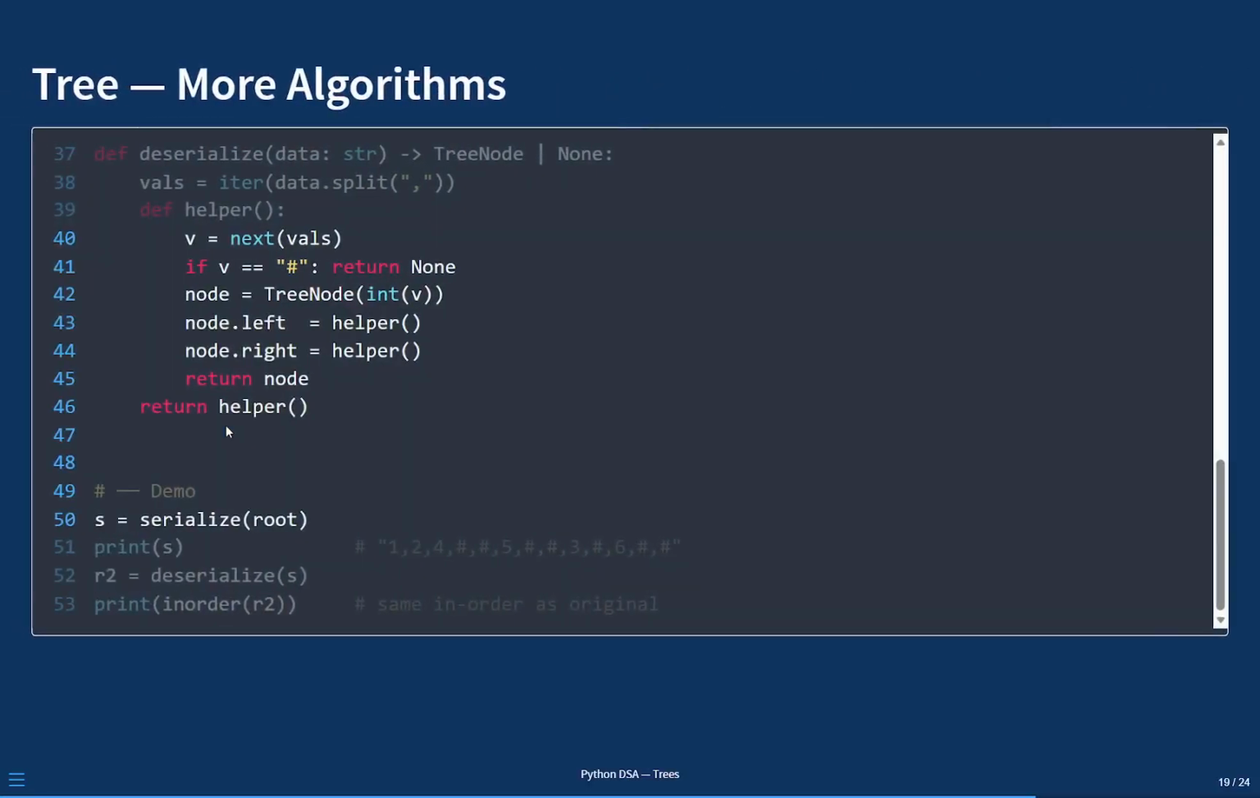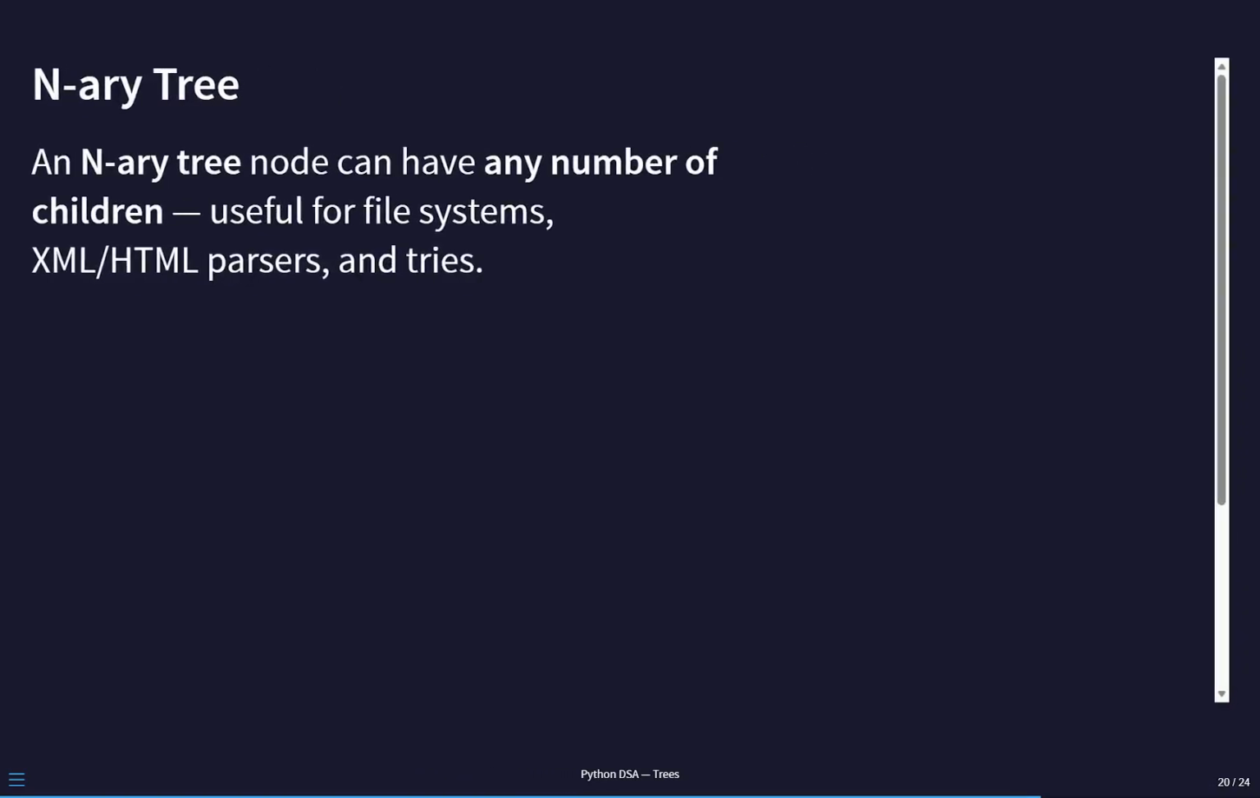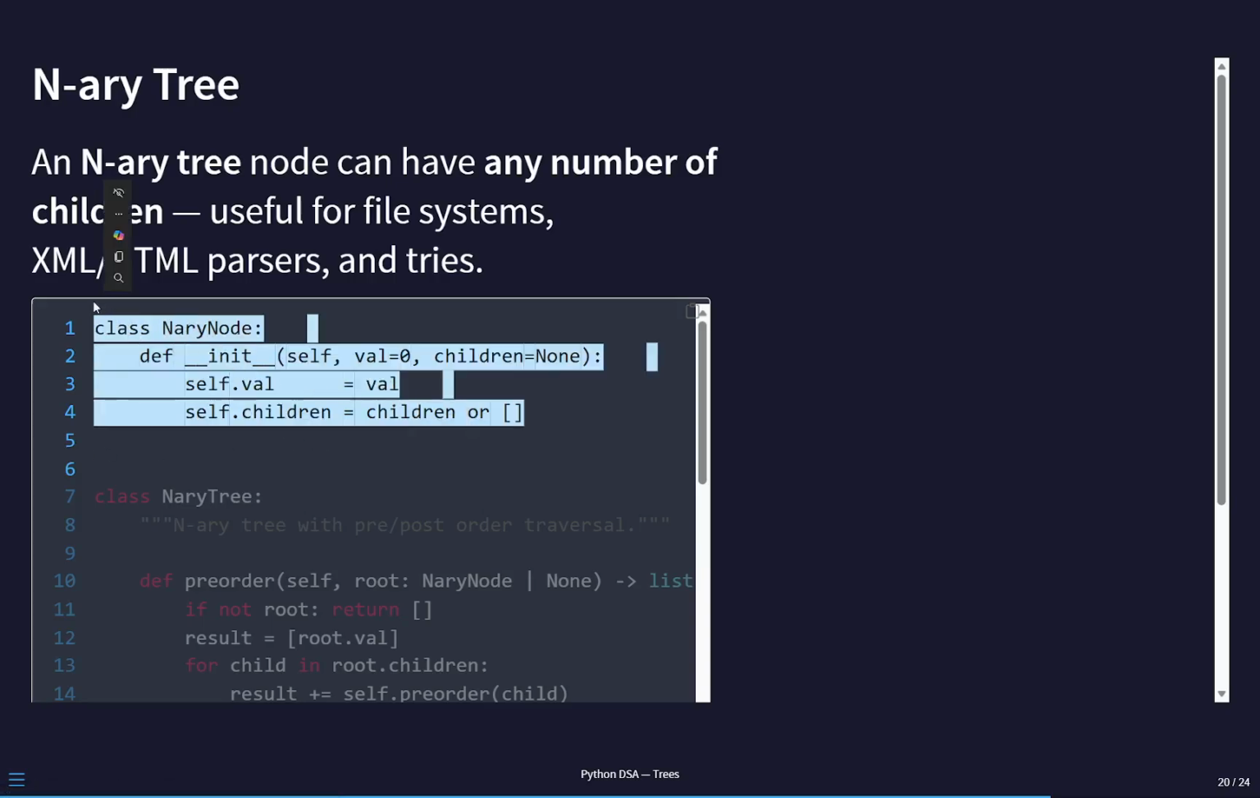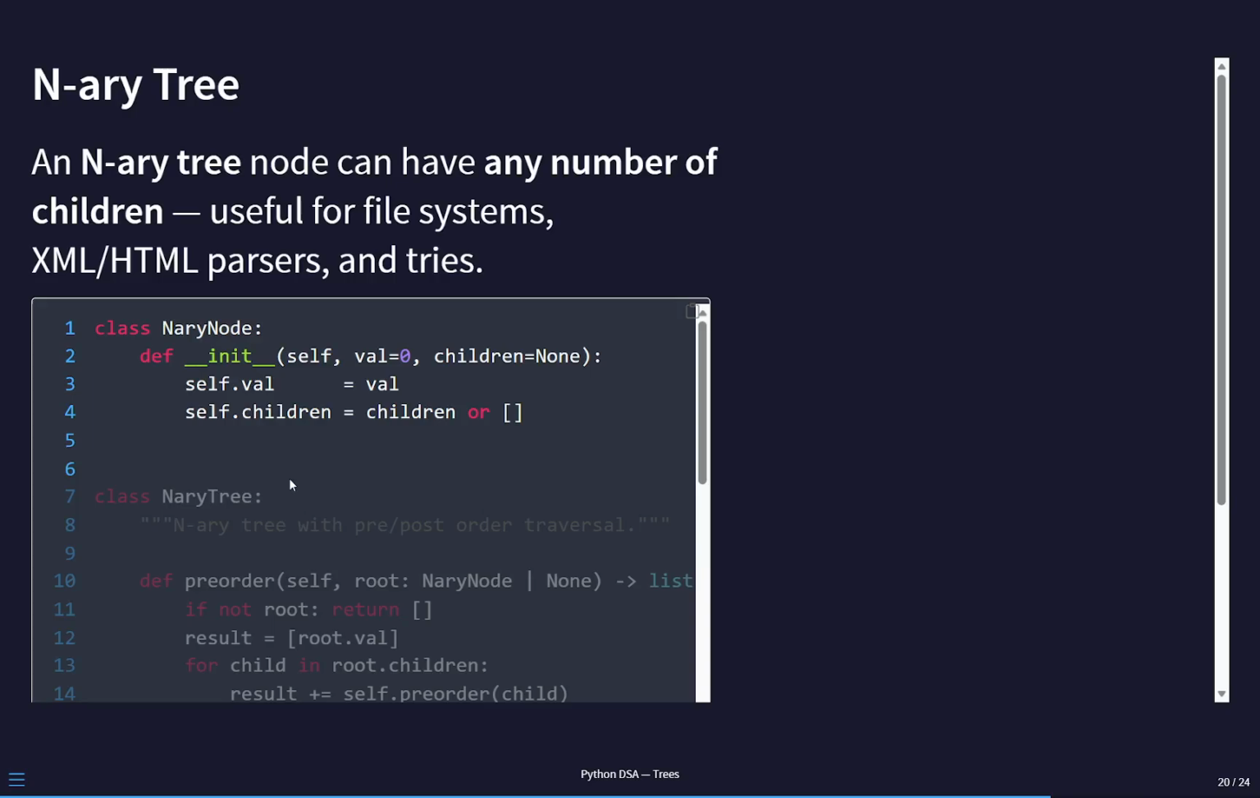An n-ary tree node can have any number of children, not just two. This generalization handles real-world hierarchies like file systems, XML documents, and org charts, where branching factor varies. The n-ary node stores a list of children instead of left and right. The default is an empty list. A node with no children is a leaf. The rest of the traversal logic adapts naturally.